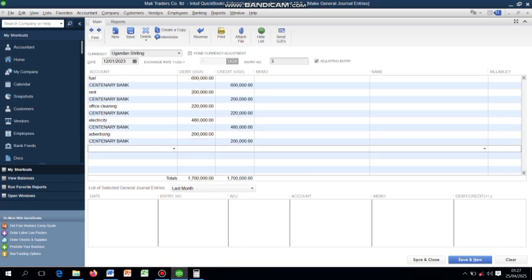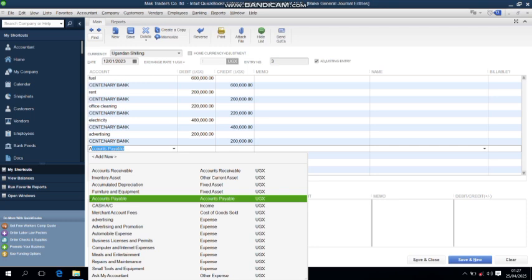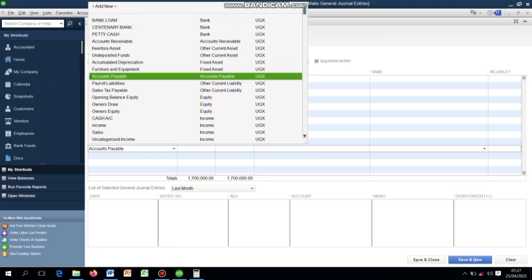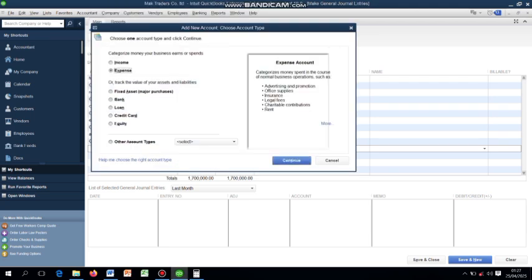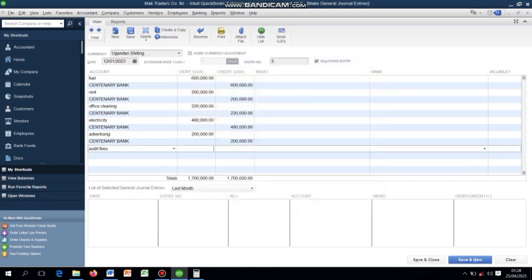Then the next one is audit fees. That is not there, so I will add a new. So it's an expense. Audit fees. It's 200 also. Also from Centenary.